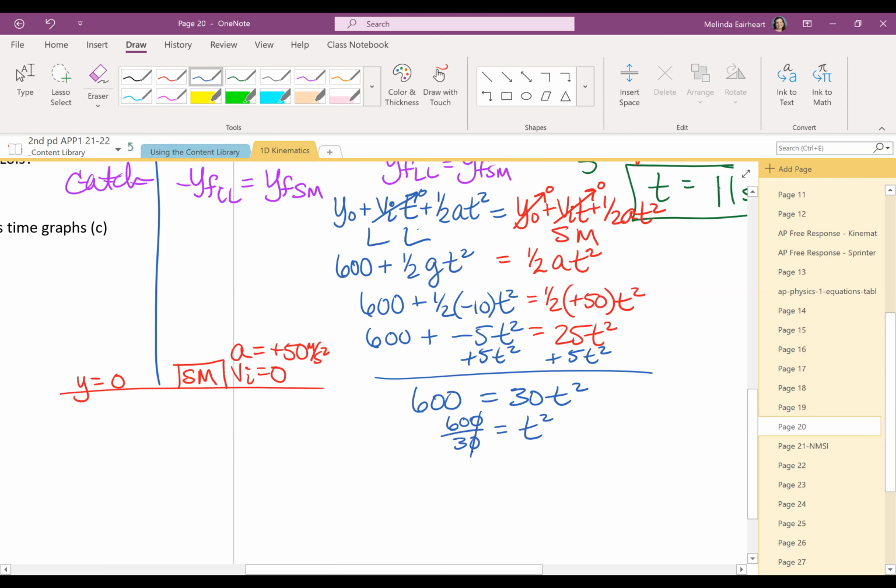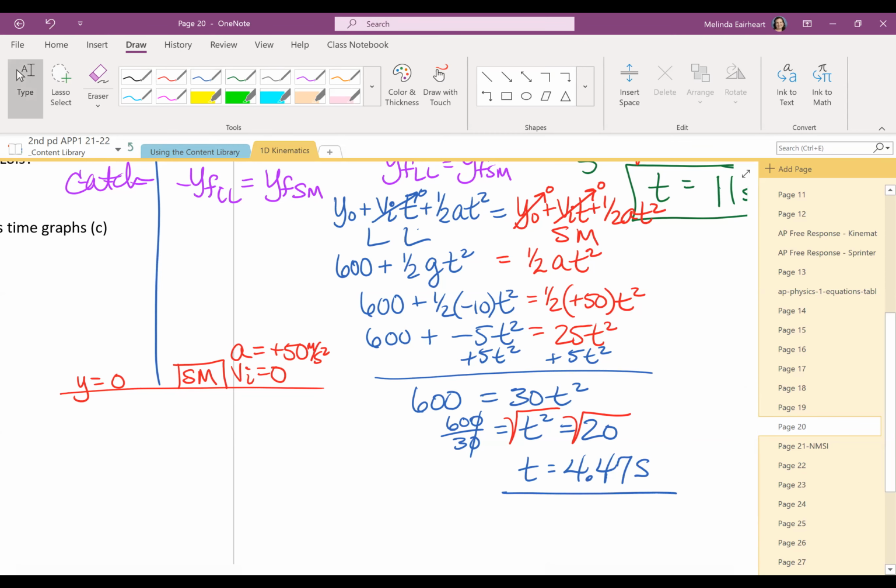I'm going fast. I'm trying to beat the bell. I'm sorry. So 600 over 30, or 60 over 3, is what? 20, and square root both sides. Give me a real answer because we're going to need it to find. So 4 point, okay, I'll go 4.47. If it's not a final answer, I try to keep as many digits as I can, but you don't need 20 digits, right? So 4.47 seconds to catch.